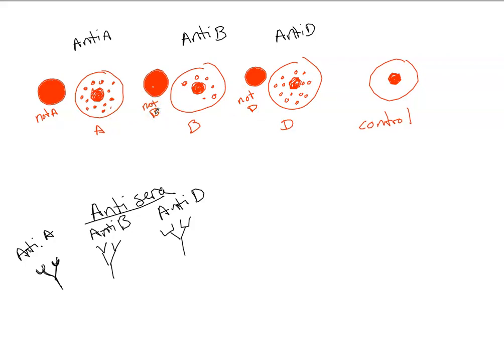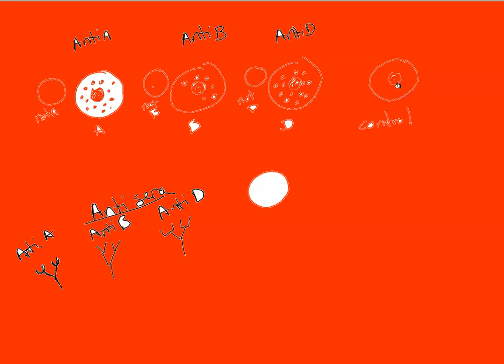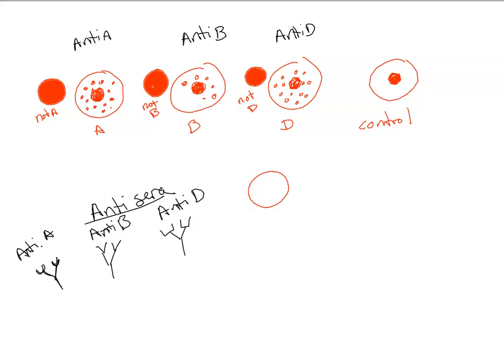So let's do an example of this. And again, you didn't put any antibodies onto the control. So if this looks like this at the end, awesome. Yes, blood everywhere. Okay, let's try that again.